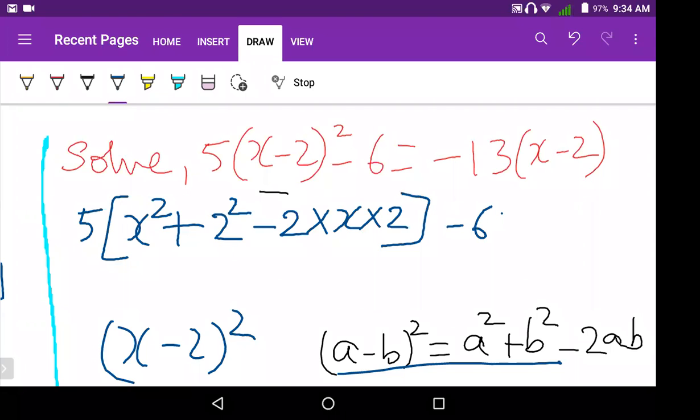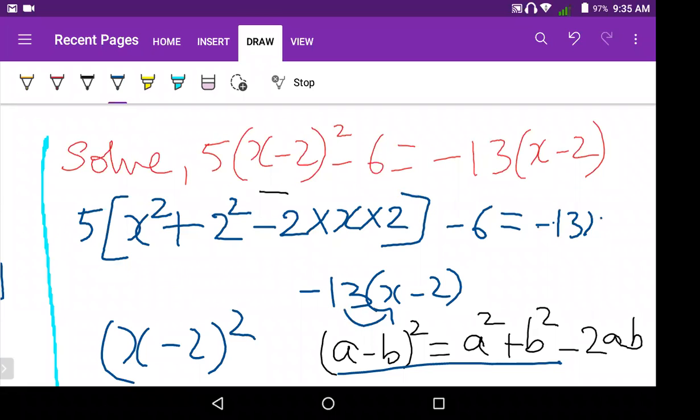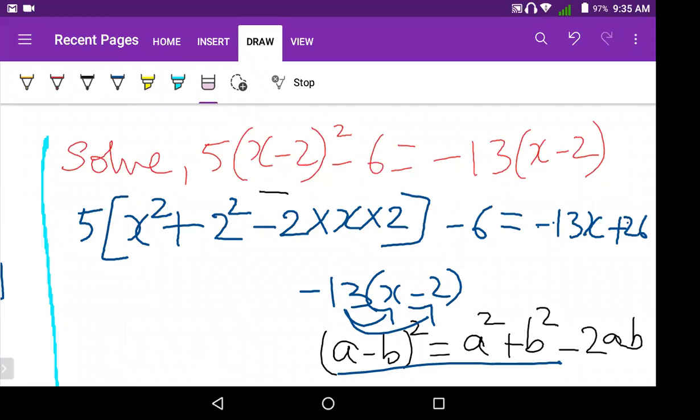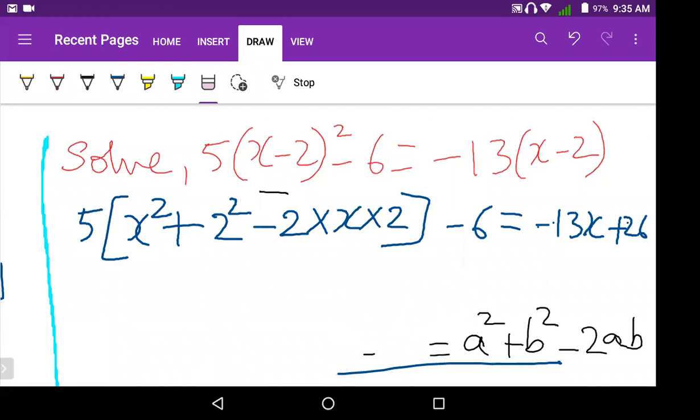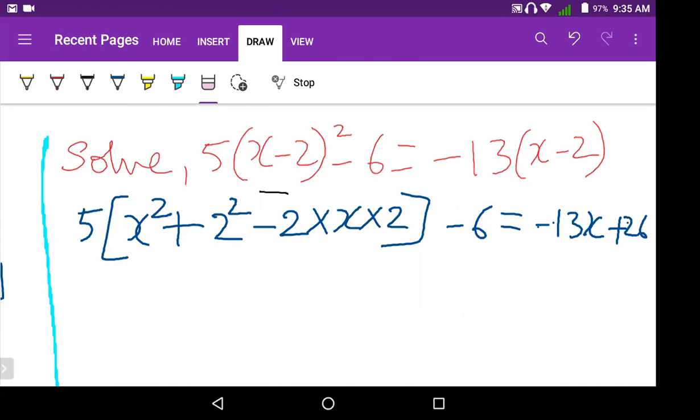Minus 6 is equal to, now on your RHS, you just have minus 13 into x minus 2. Okay, so minus 13 into x is minus 13x. Minus 13 into minus 2 will give you plus 26. Okay, plus 26. Now what we are going to do here is write a small note in this step saying that we have applied. Okay, here I have no place, but you can write after this plus 26, just write in pencil or pen.